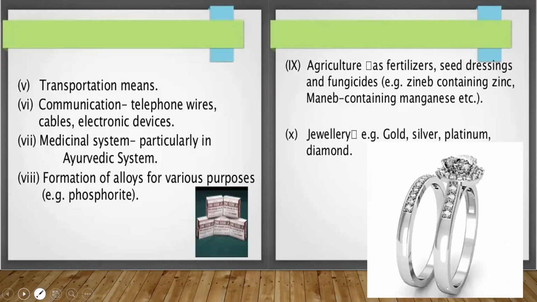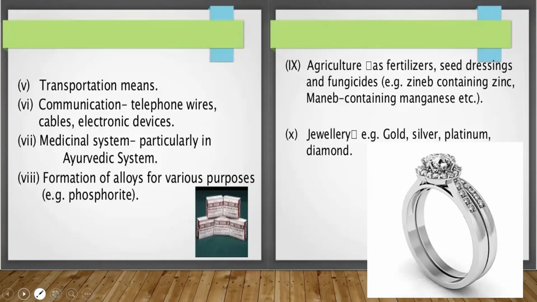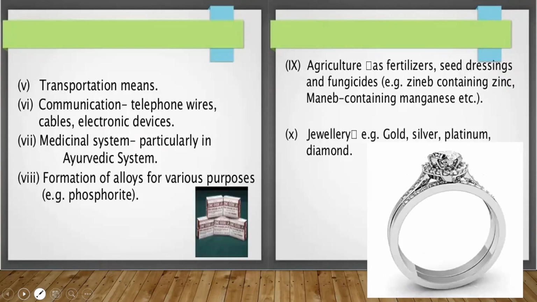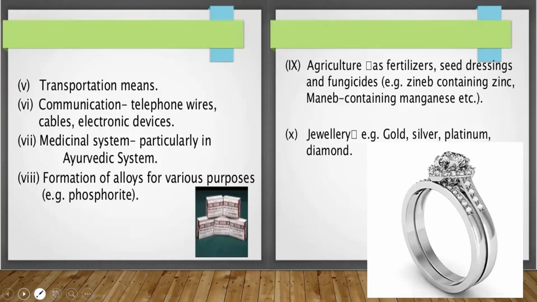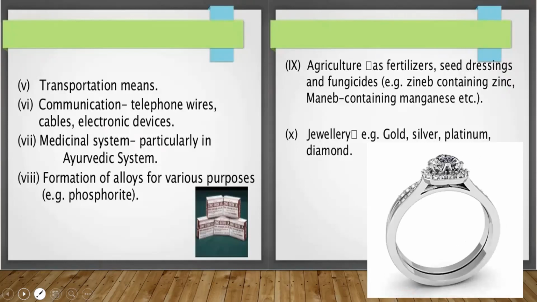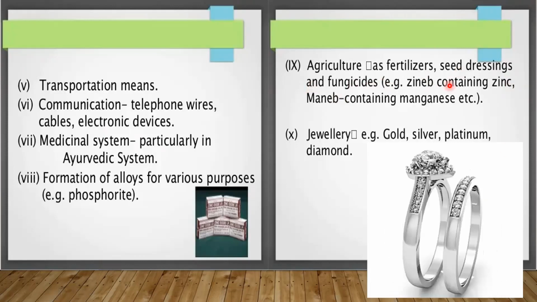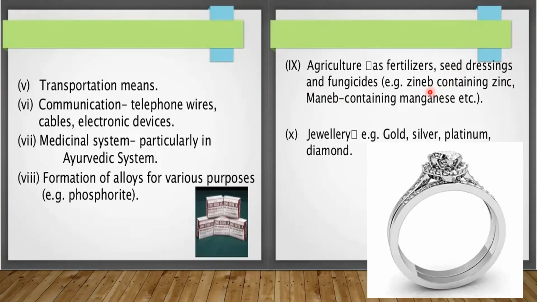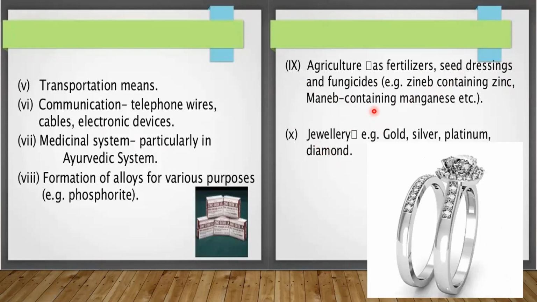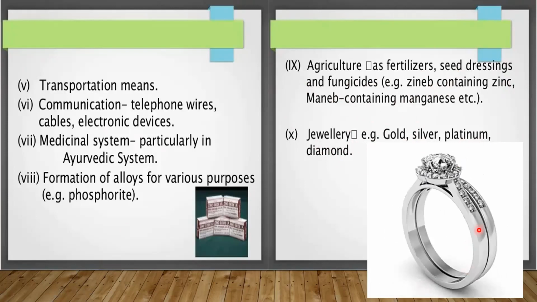For example, fluoride. An alloy is a homogeneous mixture made up of a polymetallic liquid combination or a metal and non-metal combination. Agriculture uses minerals as fertilizers, seed dressing, and fungicides. Zinc sulphate contains zinc, manganese sulphate contains manganese. Examples: jewelry, gold, silver, platinum.